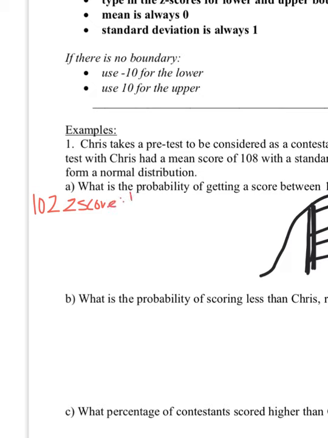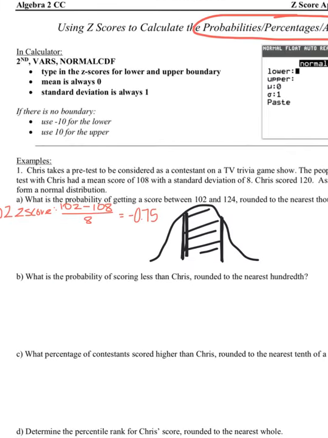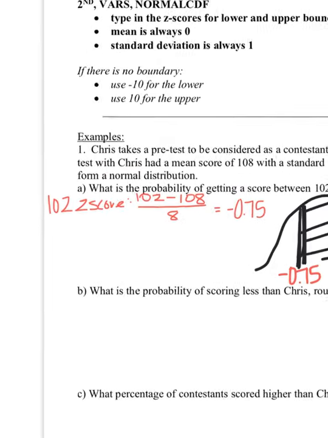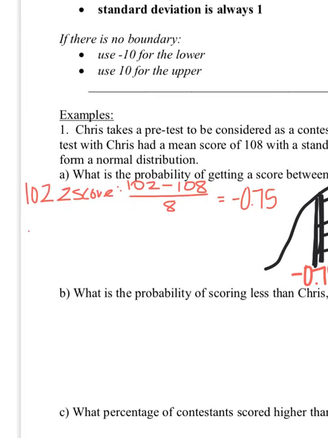You would do 102, the value, minus the mean, 108, divided by the standard deviation, 8. That gives you a z-score of negative 0.75. Okay, so that's your lower boundary, negative 0.75. That's going to be the z-score. Then for the 124, you're going to do the same thing, just a different number. 124 z-score: you would do 124 minus 108 divided by 8. That'll give you 2.